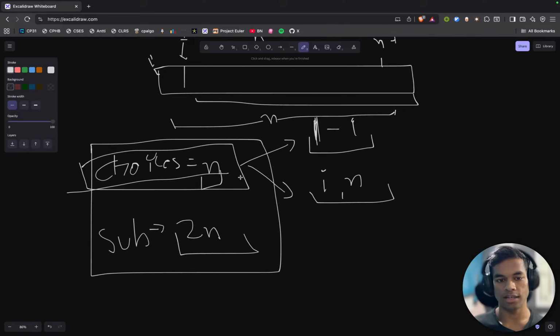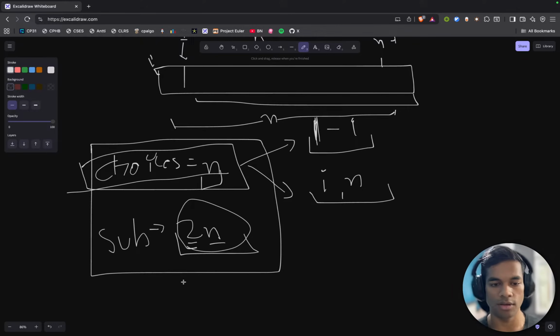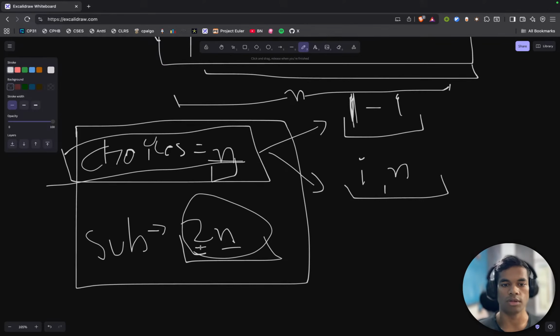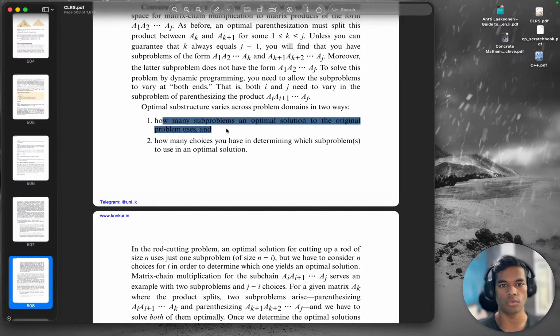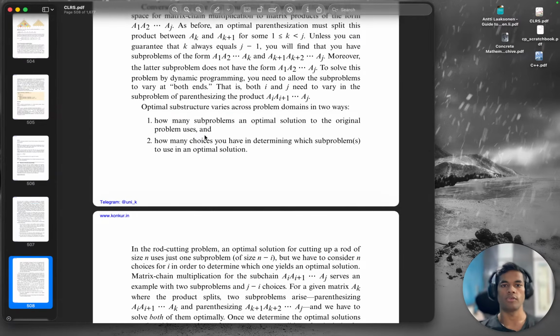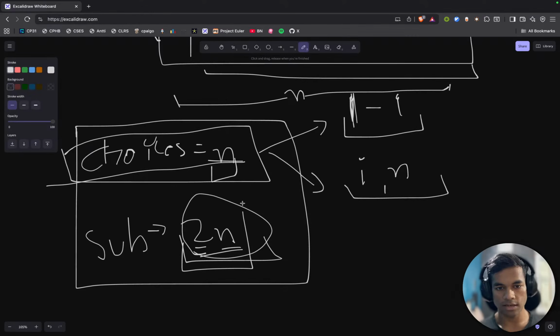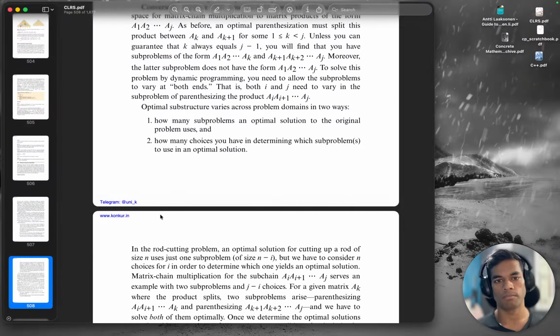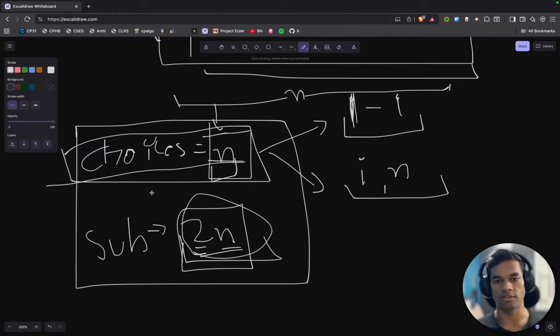But we know for a fact that a lot of these subproblems are going to overlap. And that is overlapping structure where we use memoization or tabulation. So that is cool. So there are two factors. Optimal structure varies across problem domains in two ways: how many subproblems are going to be created here, which is n minus 2, and the number of choices available at a given problem, which is n, in the rod cutting example case.